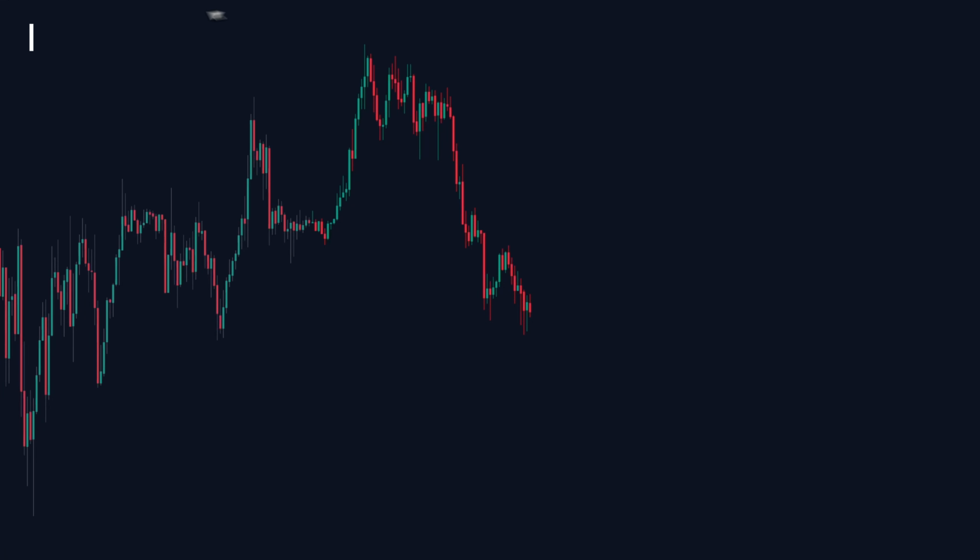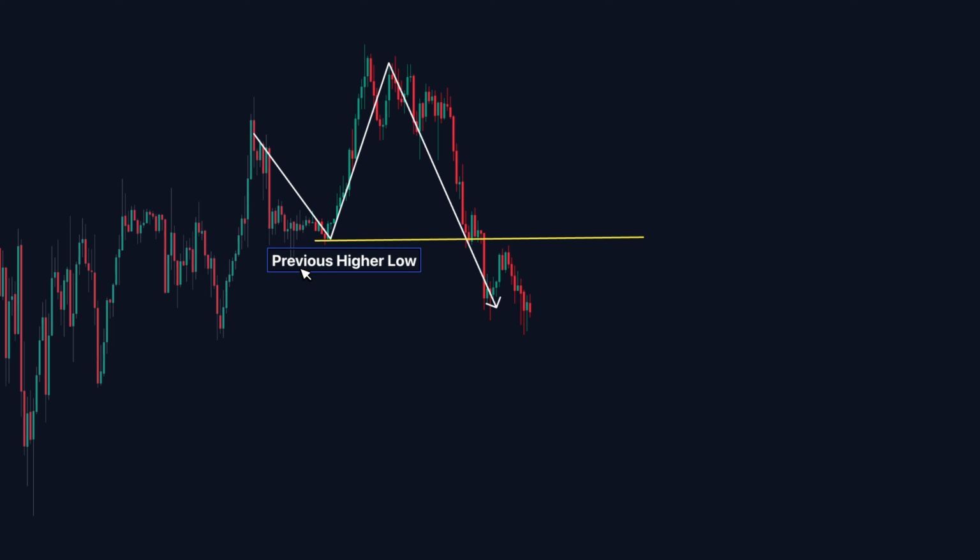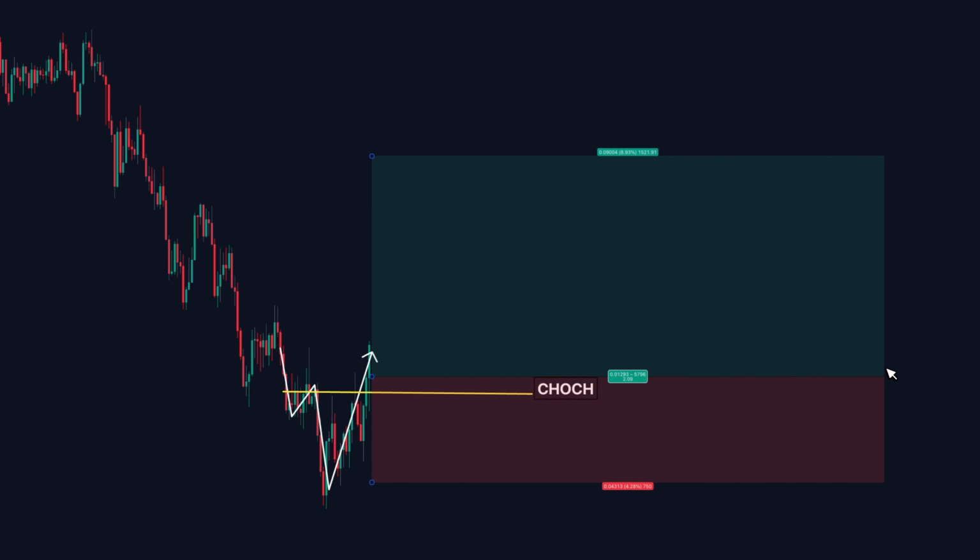Change of character, or ChoCh, is a signal that the market may be shifting direction. For example, in an uptrend, if price suddenly breaks below the previous higher low, that's a bearish ChoCh. In a downtrend, if price breaks above the previous lower high, it could mean a bullish reversal is coming. ChoCh is one of the earliest signs of trend reversal. It helps you get positioned before the big move, while most traders are still caught on the wrong side.